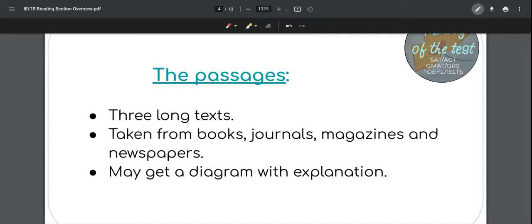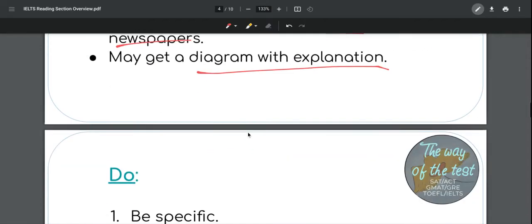They're taken from books or journals or magazines and newspapers. So they are texts that combine a little bit of formal writing with informal topics. They may be taken from science topics or cultural topics or anthropology, or sometimes even just pop culture. So it's not always one or the other. And some of them may come with a diagram with an explanation. Again, this is part of a specific question type that we're going to see in its specific video.